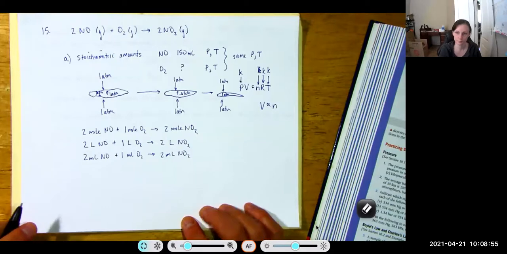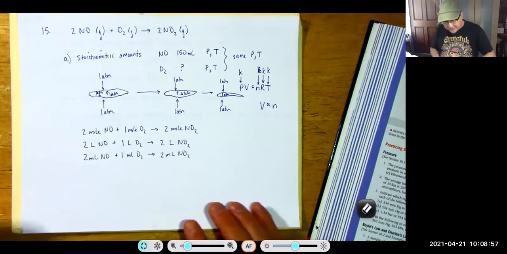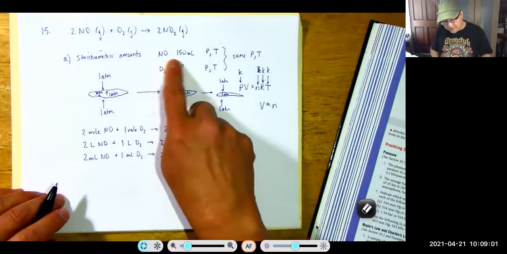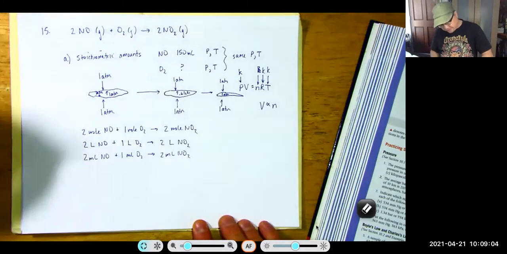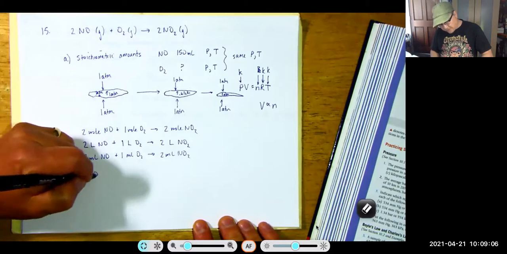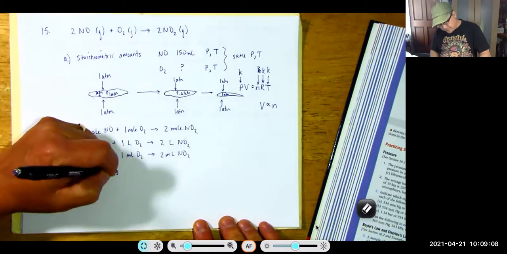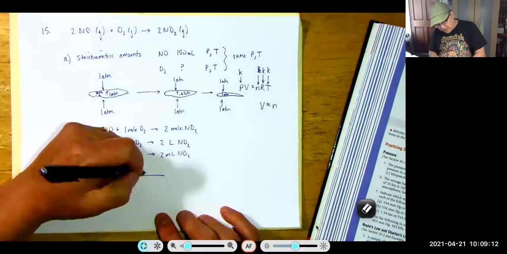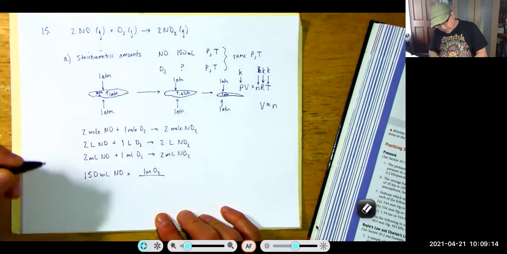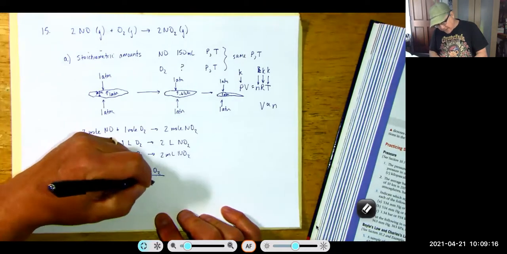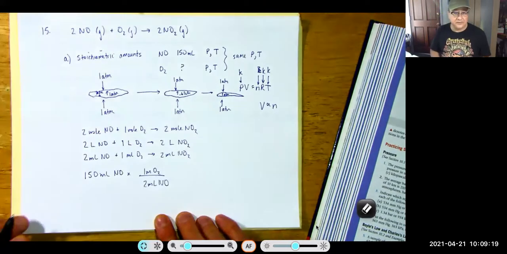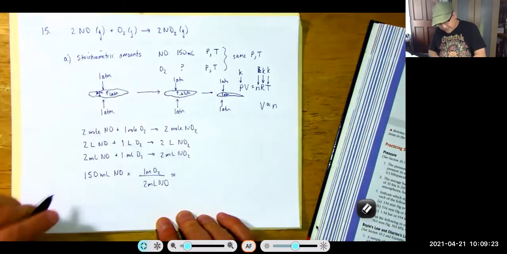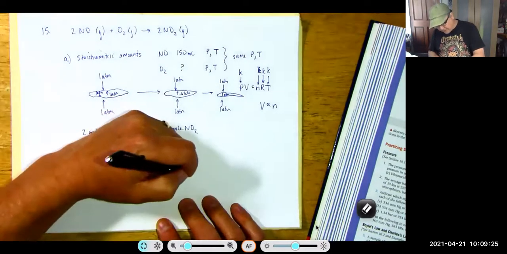It's just a proportion. So in this case, if I want to know how many milliliters of O2 I need for my milliliters of NO, I'm just going to do this. 150 milliliters of NO times 1 milliliter of O2 for every 2 milliliters of NO. And we're going to get 75 milliliters of O2.